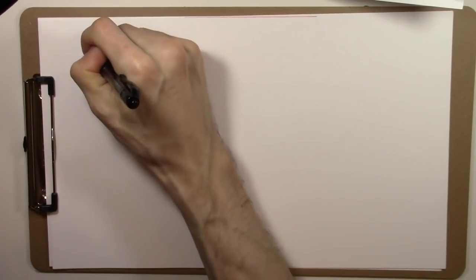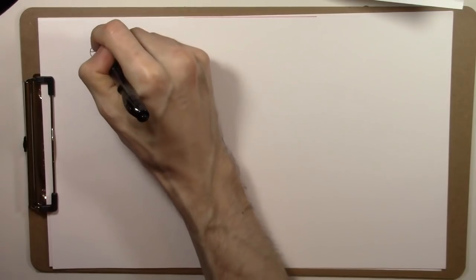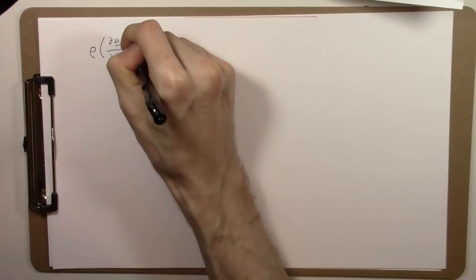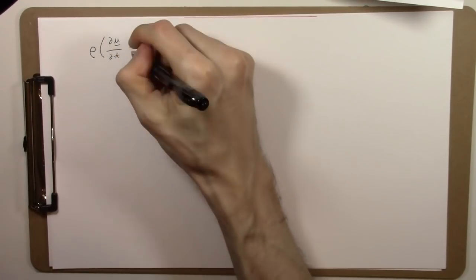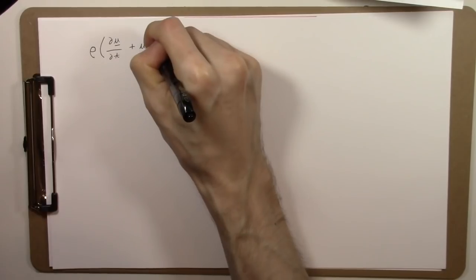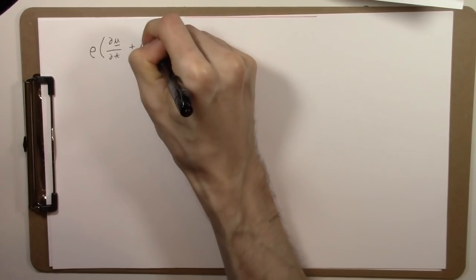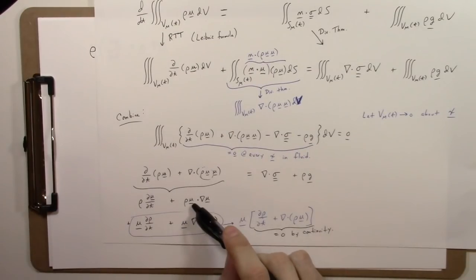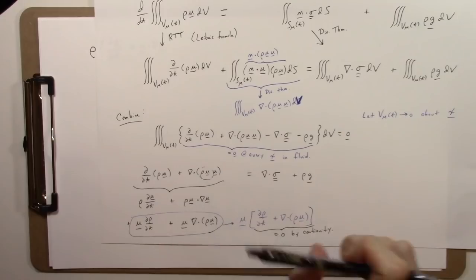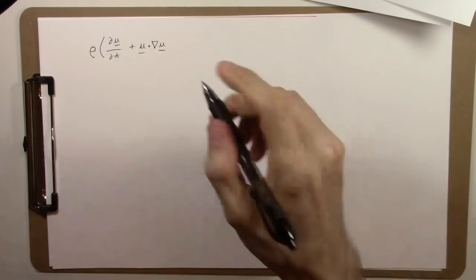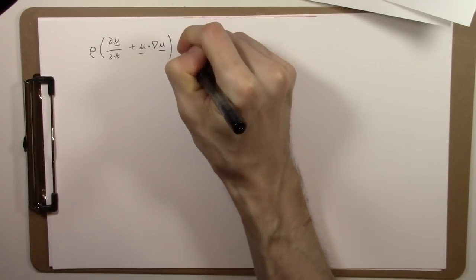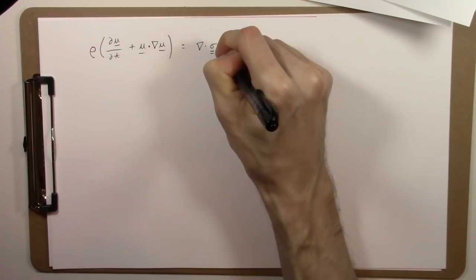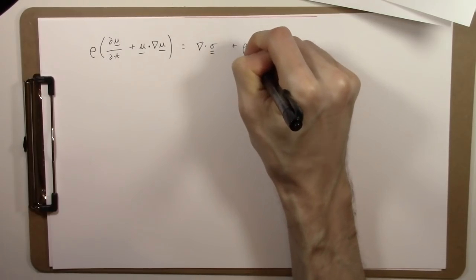So we have conservation of linear momentum in the fluid gives us rho times du dt plus u dot del u, because we brought the rho outside in front, so we get u dot del u inside the parentheses, and this is equal to del dot sigma plus rho g.